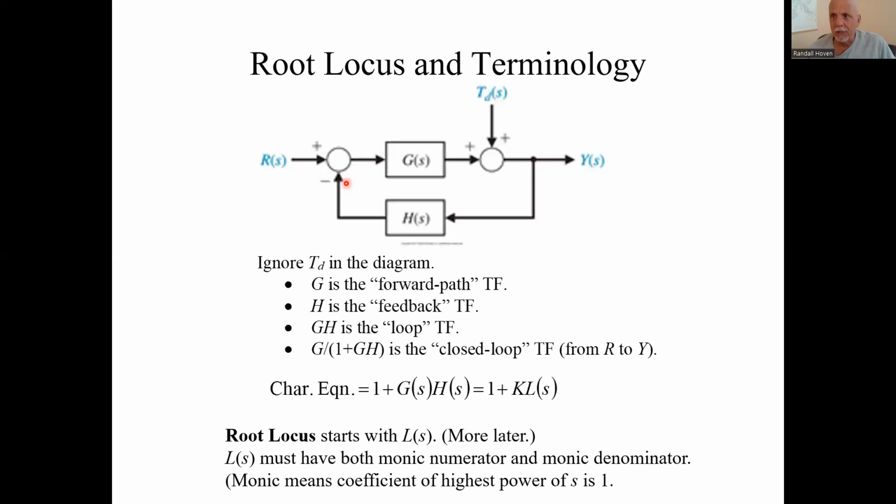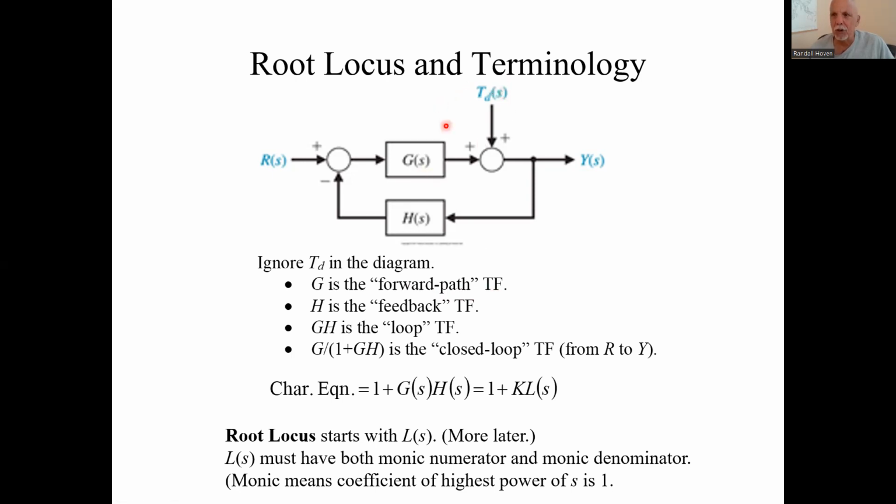Say this is our basic feedback system. We've got a forward path gain G and a feedback gain H. In fact, those are the definitions. Everything in this forward path, even if it were multiple blocks, the product of everything up here is the forward path transfer function. Here it's just G.